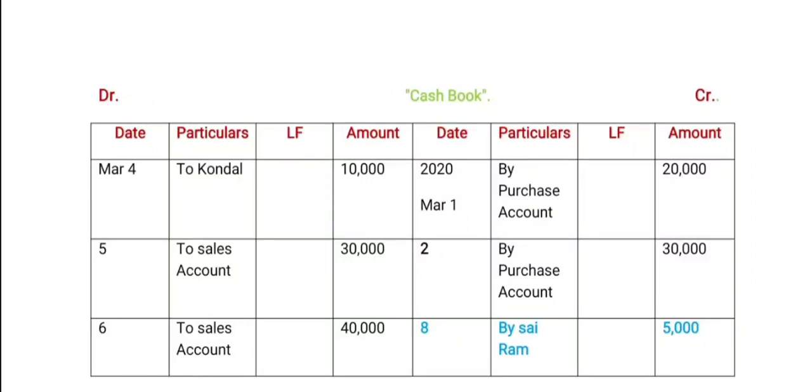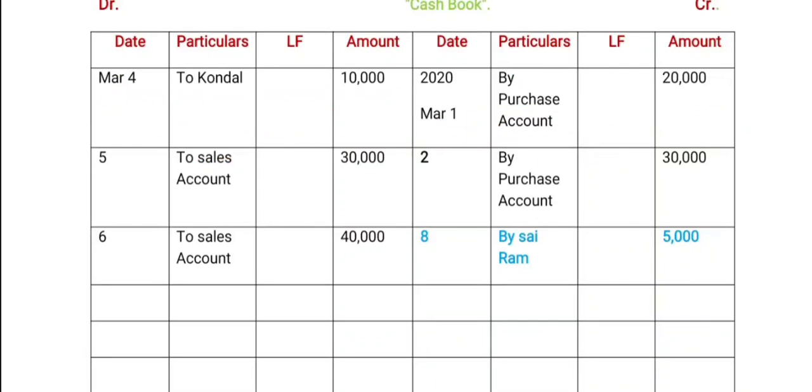Now it is complete, there is no other transaction related to cash. Now all transactions are completed in the given problem. So we are going to the balancing of the cash book. Now we are coming to the debit side: 10,000, 30,000, 40,000, it is 80,000. Then compare with the credit side: 20, 30, 50 plus 5, 55. So the debit side is more than the credit side, that's the reason we are taking both sides as 80,000.